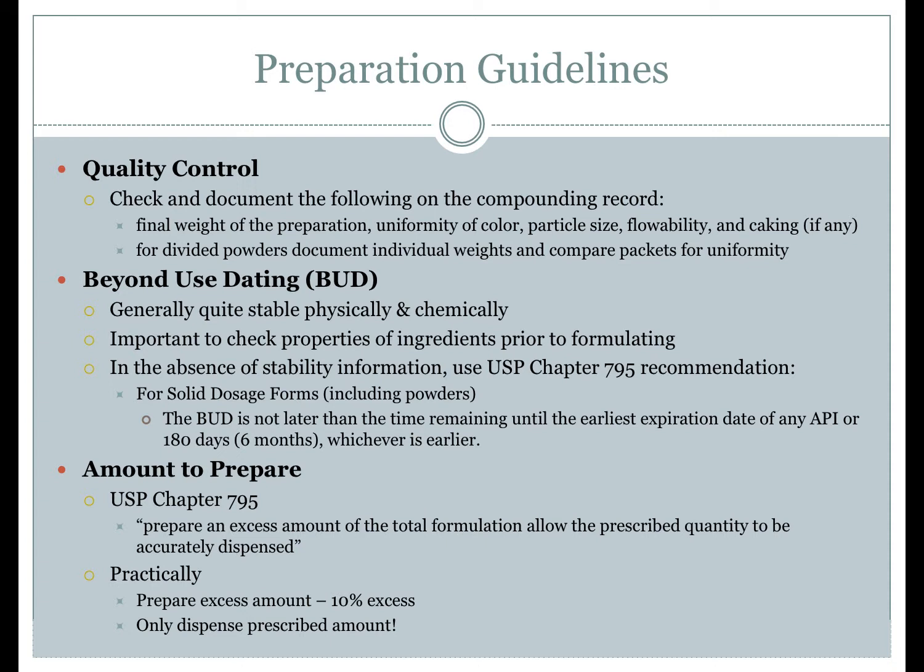The third preparation guideline is about the amount to prepare. USP Chapter 795 states for powders to prepare an excess amount of the total formulation to allow the prescribed quantity to be accurately dispensed. As we have previously discussed, in Pharmacy Skills Lab, we want you to calculate and prepare 10% excess, but only dispense the prescribed quantity.